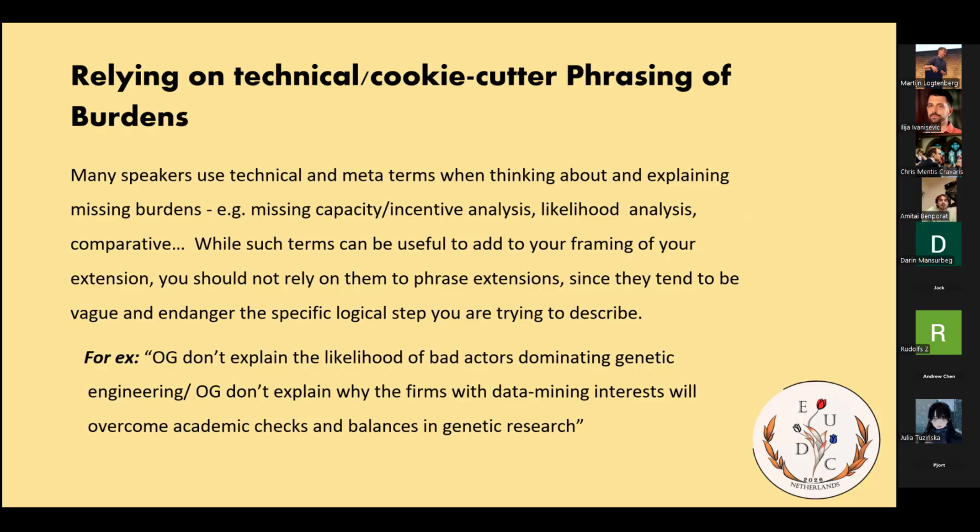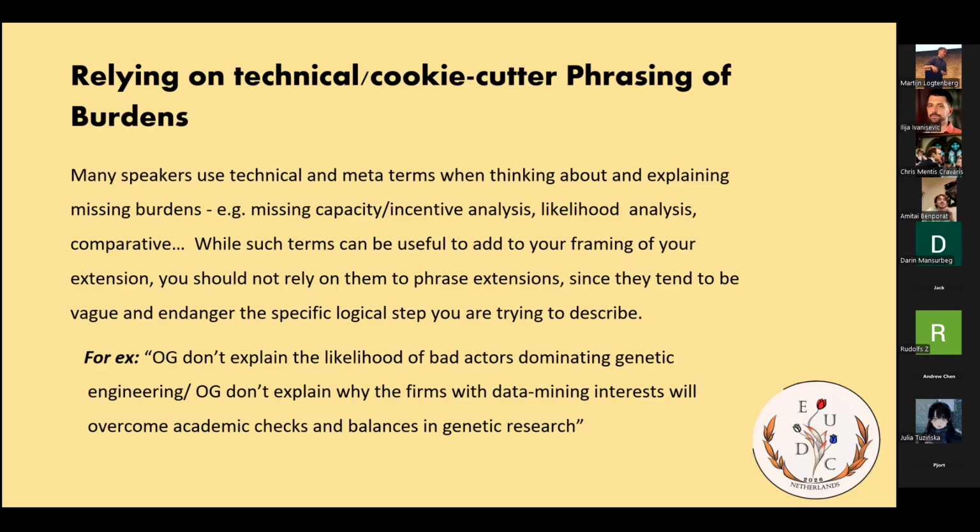So I want to give an example. In the genetic research motion, CG might say, OG don't explain the likelihood of bad actors dominating genetic engineering, which will not exactly be true because the judge will think, wait, but OG gave all sorts of bad actors that could enter and could do bad things. They've given all sorts of reasons for why those actors want to or are dominant.